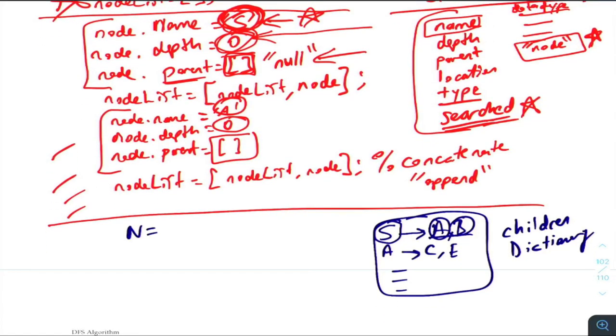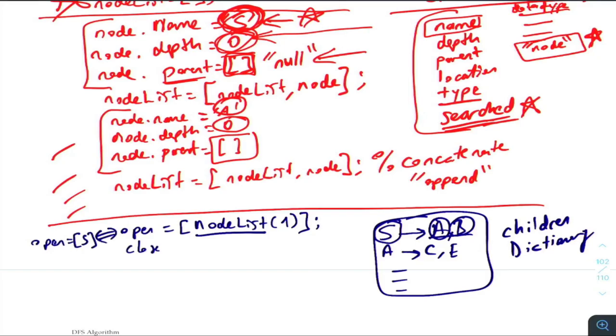Okay, in the problem here we will call n. Before that, let's decode our general idea. Let's define open as S, or the node list, one node list, the node list's first element, because we know the first element is S. We are using that information. That means this is the equivalent of this one, and close is just empty. So n equals open first: give me the first element of open.